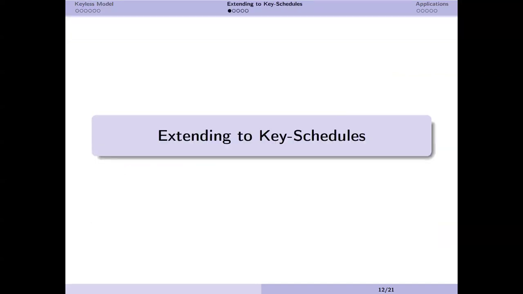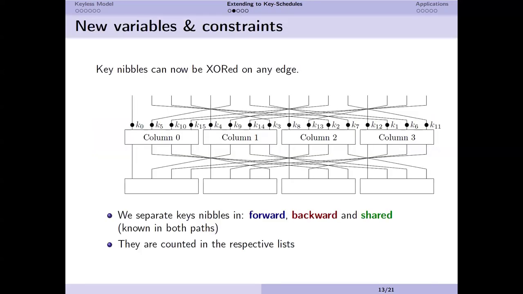Okay, so now I'm going to explain to you how we can extend this to key schedules. And it's actually going to be very simple. First of all, we keep the same modeling as before. But now, in the block cipher, we have keys. That's the usual, like most block ciphers have keys. And these keys can be XORed on any edge. So we keep the same operations as before, but now the edges in this graph can be basically labeled by keys. And the key nibbles come to us from a key schedule algorithm.